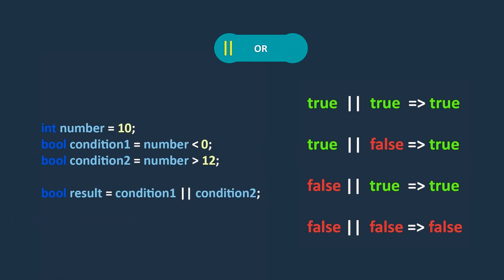Here's another example. In this case, if the number is either less than 0 or greater than 12, the result evaluates to true. However, since 10 is not less than 0 and also is not greater than 12, the output of both conditions would be false. And similarly, the value of the result would be false.